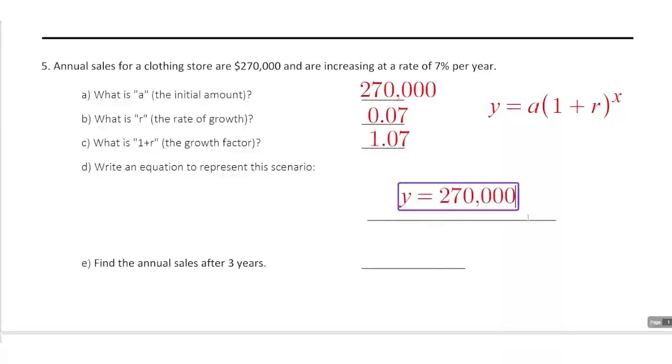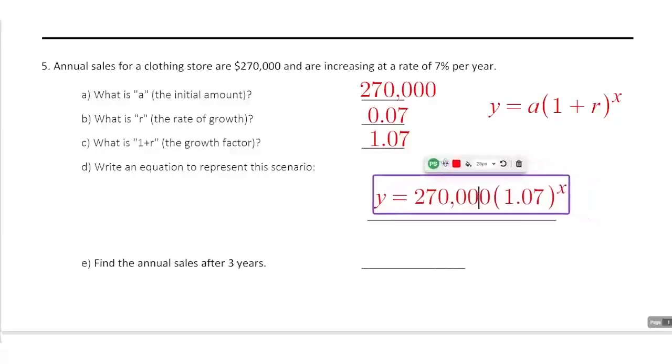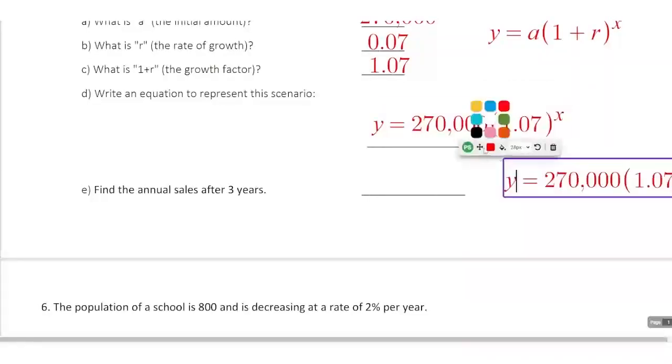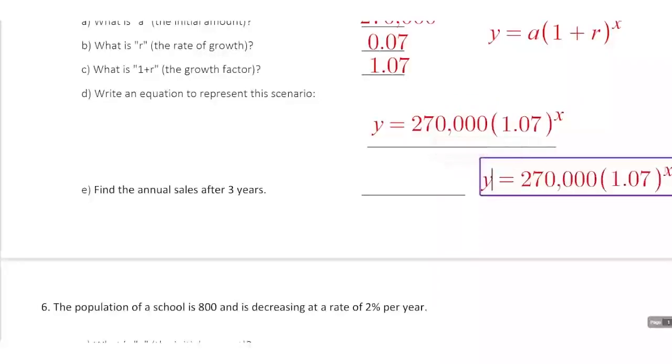Y equals 270,000 times 1.07 to the x power. For part E, it says find the annual sales after 3 years. So we just need to substitute in 3 for x. So we're going to put a little 3 right here and use a calculator to compute this. No reason to do this by hand. So I've got 270,000 times 1.07 to the power of 3.